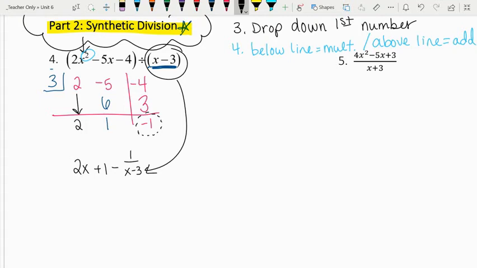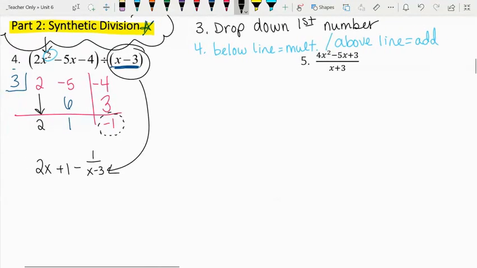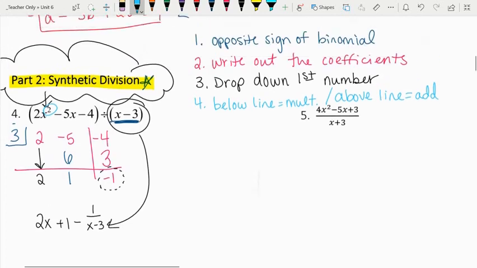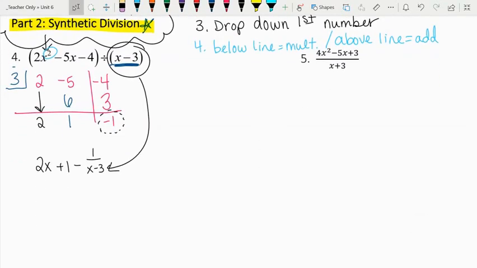Okay, so let's look at the next one then. On this next one, we start off with our first step, which is the opposite sign of the binomial. Okay, so what we're dividing by. So we have -3 instead of a +3. And then we're going to copy down the coefficients. So we have 4, -5, and +3. And we're going to draw our lines.